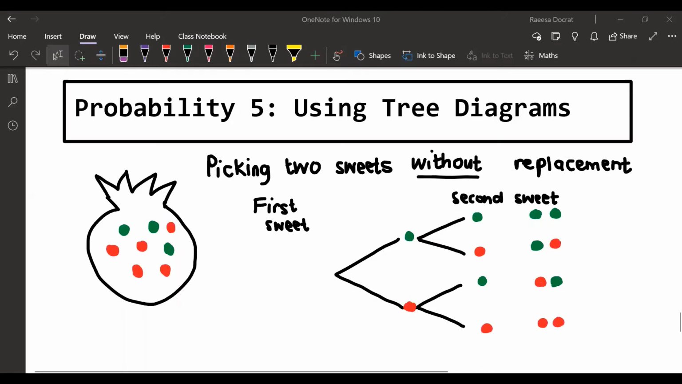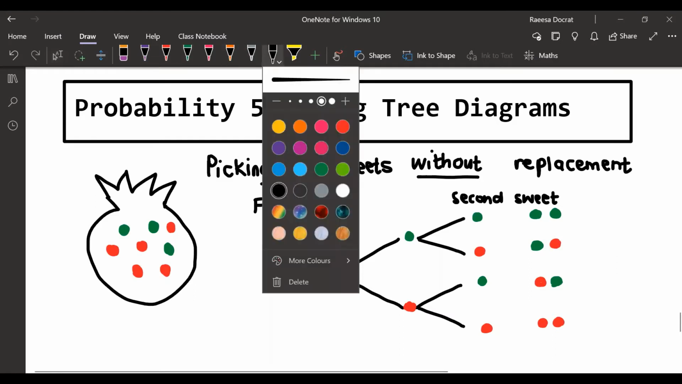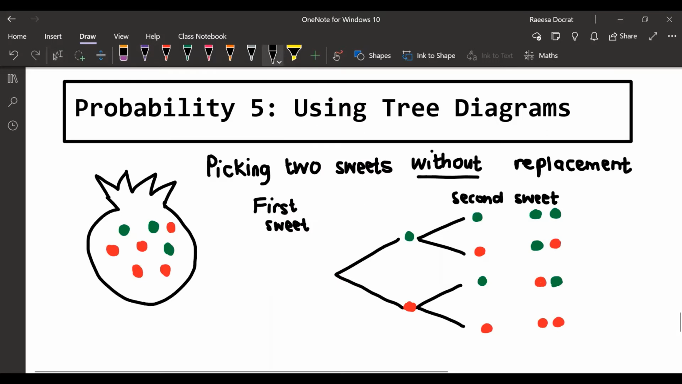So here we have an example which we will analyze using the tree diagram. There's a bag of sweets, and here's the bag of sweets. There are 3 green sweets and there are 5 red sweets, and we have to pick 2 sweets without replacement. So once we've taken a sweet, that sweet is no longer in the bag, and that's important information.